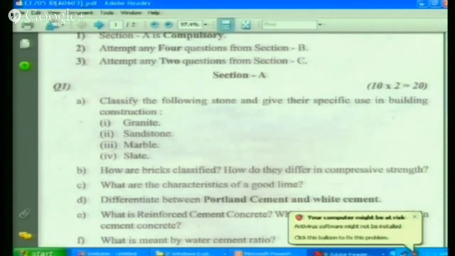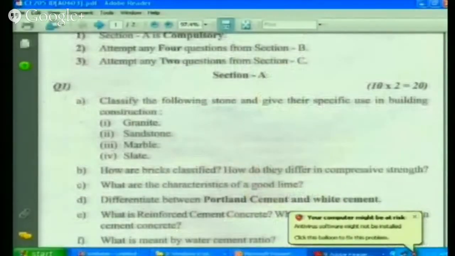Now let's see what is written here. Classify the following stone and give their specific use in building construction. Is it classify the following stone or classify the following stones? Yes, stones. You could identify. And what level of ability is being tested by this question? Remembering. Anji? Remembering. No. Classify, when you are able to give examples, it is understanding. You are not simply naming, but you have understood what the properties are, and only then can you classify. So it is at the level of understanding.